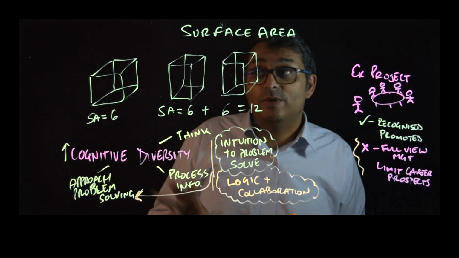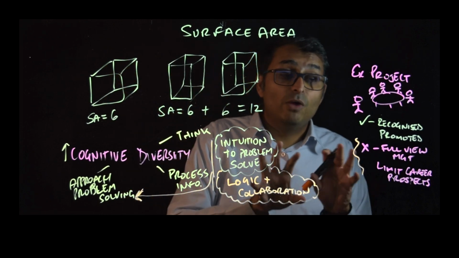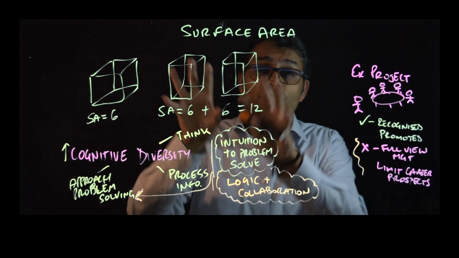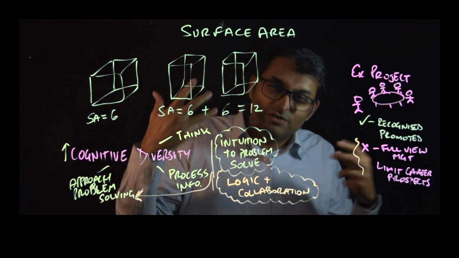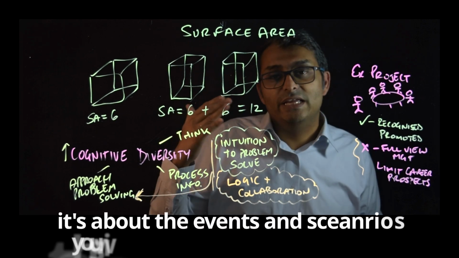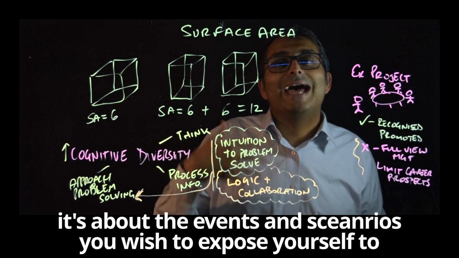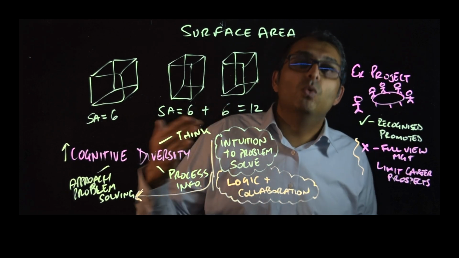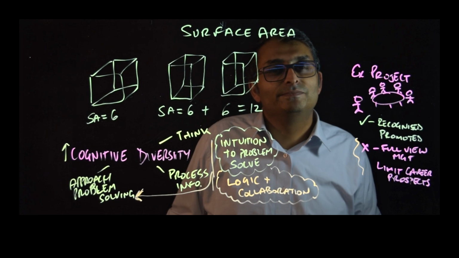So in one situation, you might want to limit your exposure, so you have one cube, but in another, you might want to increase your exposure, so you might want to have 2 or 3 cubes. So that's the way to think about it. Yes, there is only one of you, but it's more about the events and scenarios you wish to expose yourself to, and how much you want to work on the cognitive diversity aspect.